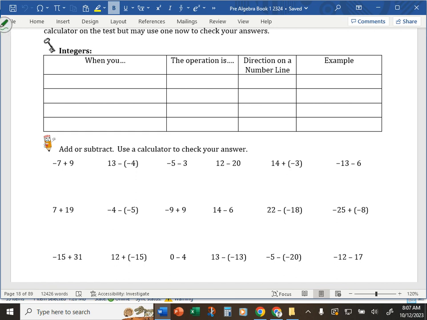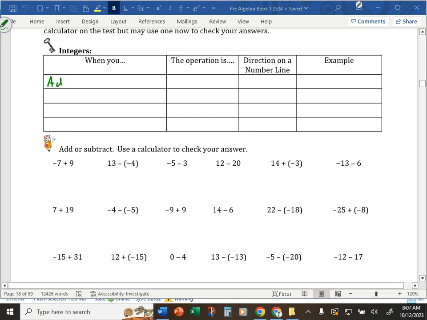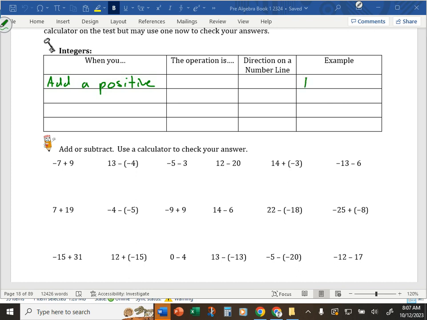With integers, when you add a positive, this is a chart that can go on a help sheet for Unit 2. This will be another non-calculator section on your test. This time I'll remember to actually make the non-calculator section. But adding a positive, an example of this would be something like 13 plus 7.